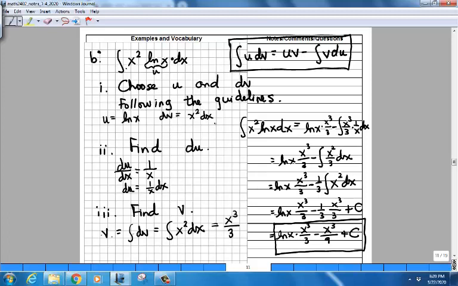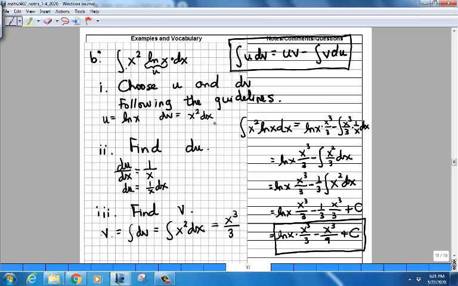And then the last step is to see if you can find this antiderivative, the antiderivative of v du. And if you've chosen v and u carefully, then you'll be able to find this antiderivative. This antiderivative will be much easier than the original antiderivative if you've chosen the u and the v properly. Okay.